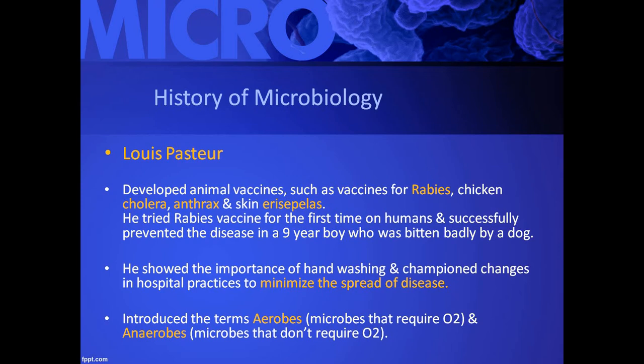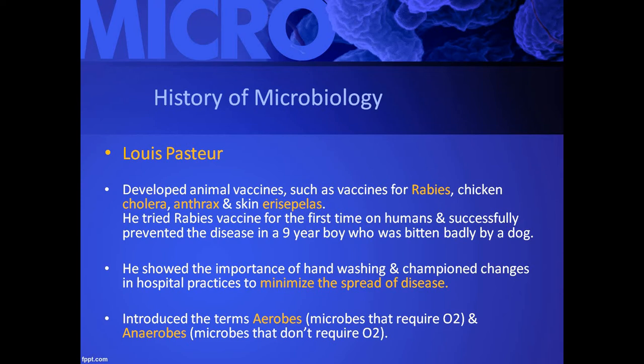We value Louis Pasteur so much because he developed multiple vaccines, especially animal vaccines. He developed vaccines for rabies, chicken cholera, anthrax, and skin erysipelas. He was the one who tried the rabies vaccine on humans for the first time. He had the courage to try it on a 9-year-old boy who was bitten badly by a dog, and he prevented rabies from developing in that boy.